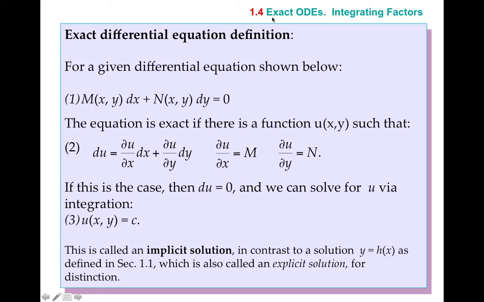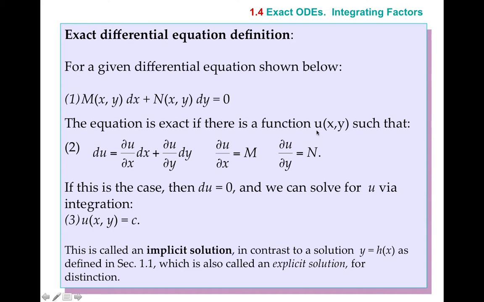And then I've taken a significant portion of this lecture from an online source that I think explains things a little more clearly. So I'll refer to that throughout the lecture as well. So for a given differential equation, such as the one shown below, where we have some function of x and y times dx plus some function of x and y times dy equals 0, we can determine whether or not this function is exact by using the definition of exactness.